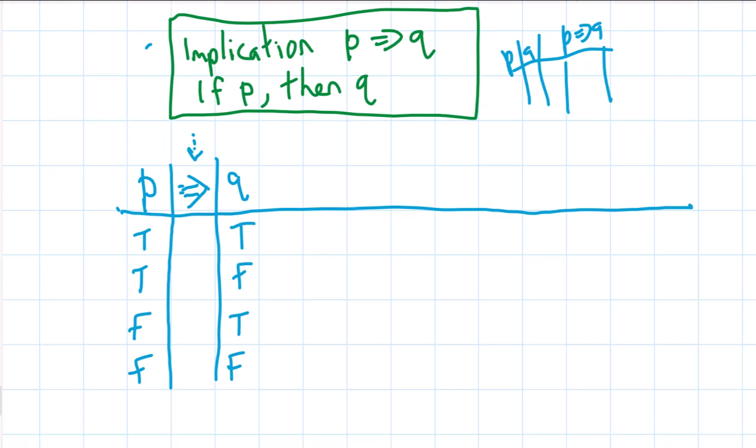Okay, so true implies true is true. True implies false is false. I'm going to skip this one. False implies false is actually true. You might have been surprised to see that, or maybe not. And this one here, false implies true, is actually true. So we're going to explain a little bit of that.